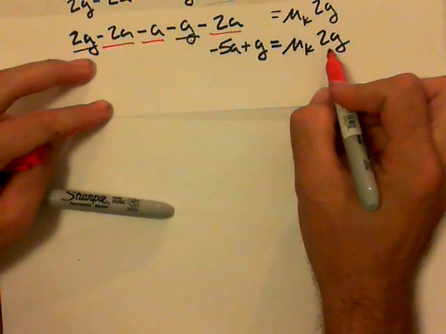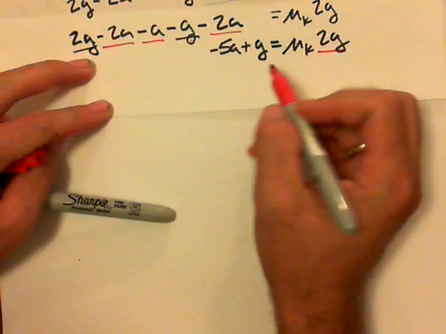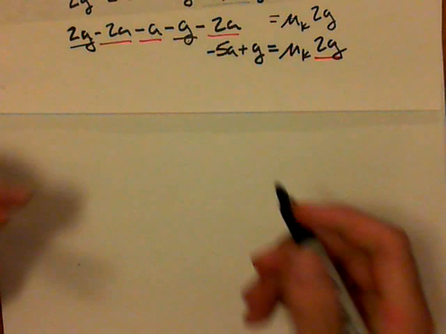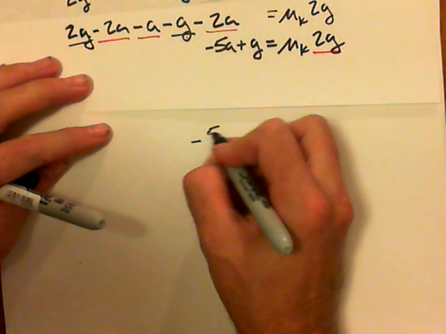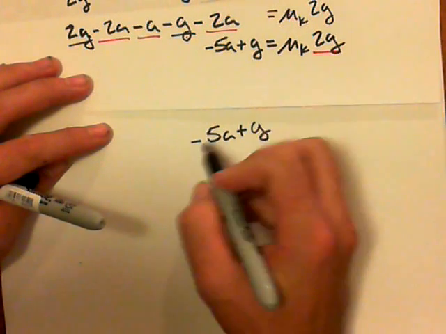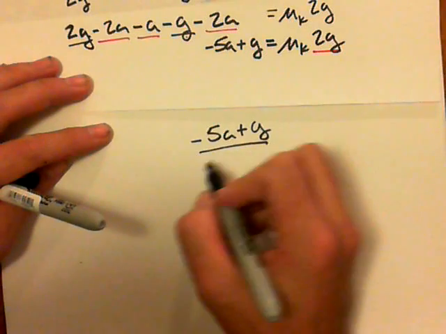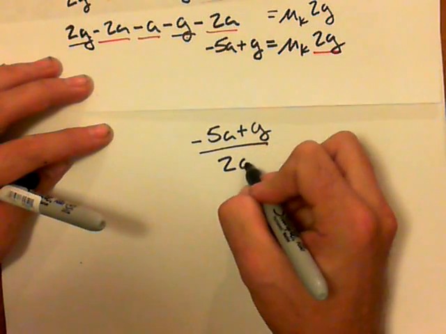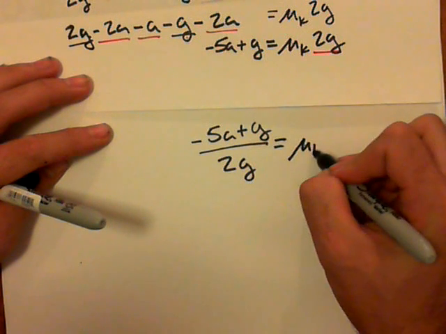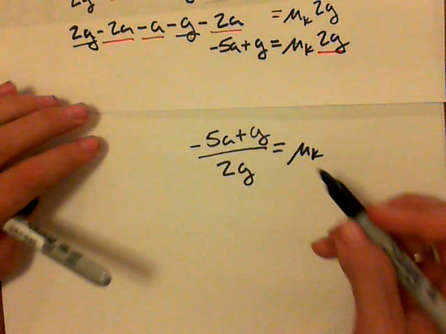So now I'm going to divide out our 2g on this side. We'll have everything in terms of our coefficient of friction. We also have numbers for everything else. So all our unknowns are gone, and now we're just left with stuff that we know what they are and we can solve for. We'll have our coefficient of friction.